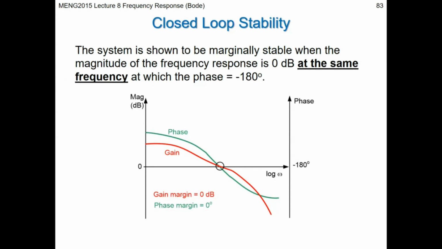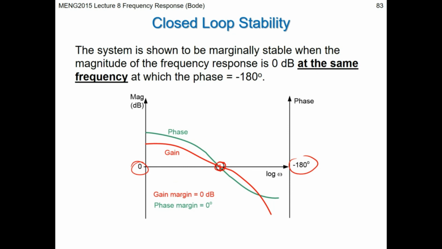So our marginally stable condition occurs when we have a frequency at which our magnitude is 0 decibels, and at the same frequency our phase is minus 180. In other words, our phase line goes through minus 180 at the same frequency as our gain line goes through 0 dBs. So you actually have a crossover point of both of these at the same frequency.